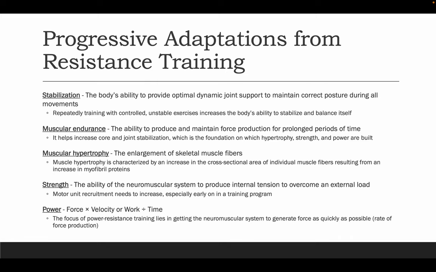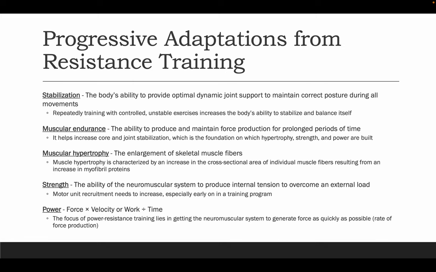But ultimately, if you look at it from that standpoint, if you cannot internally overcome the load, or you only match the 315, that bar is just going to stay on the ground. So you're going to end up doing an isometric pull. So you have to be able to go higher than that 315 to be able to pull that off the ground.